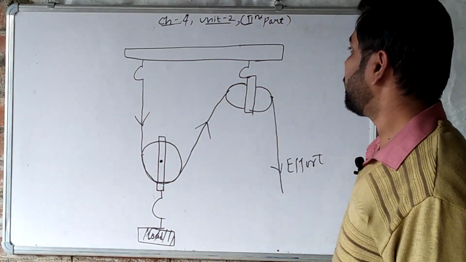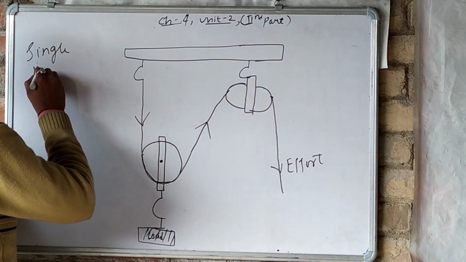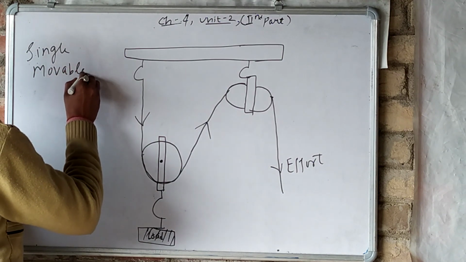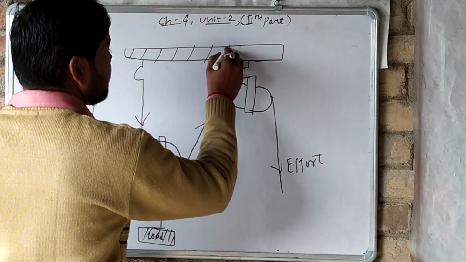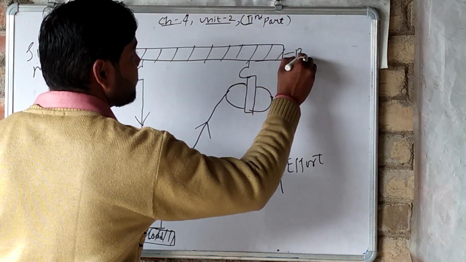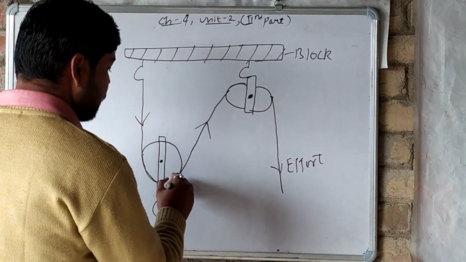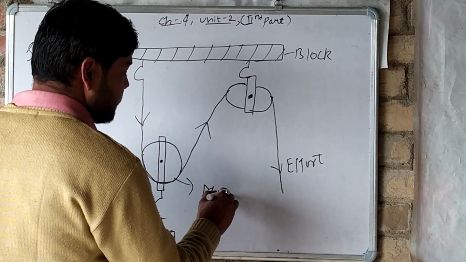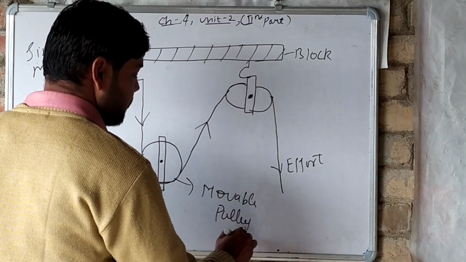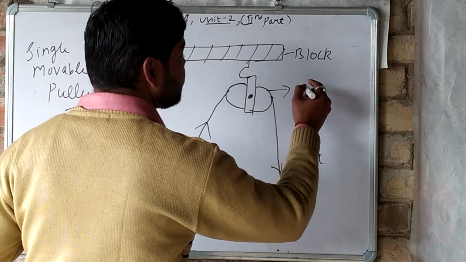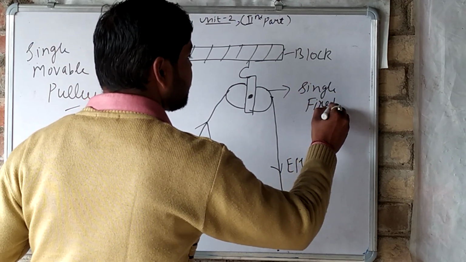So this is the whole setup of the single movable pulley. This is the diagram of the single movable pulley. This is the block, and this is the movable pulley. It works in a joint venture with the single fixed pulley.